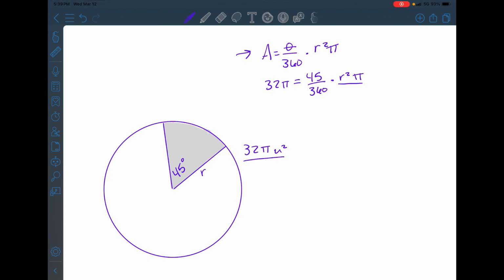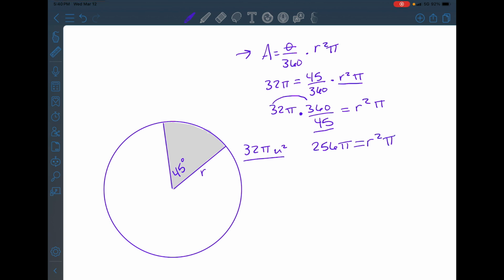So now this part right here is multiplying to whatever is with r. The opposite of multiplying is dividing. So if I divide it on both sides, of course 45 over 360 would cancel out on the right side. But when I divide fractions, I keep, change, flip. I don't really divide them. Okay? So now if I multiply this and then divide by this, I end up getting 256. Don't forget your pi there.